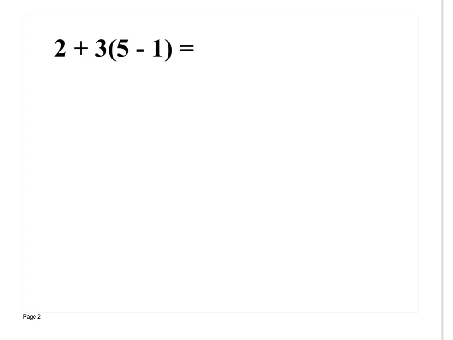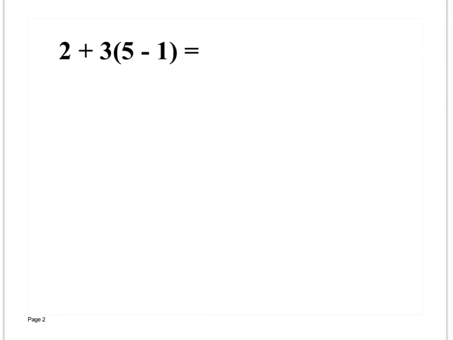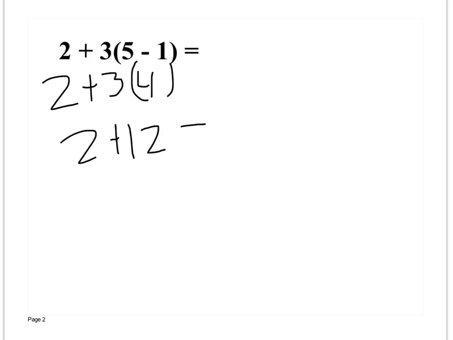Show our work. 2 plus 3, parentheses 5 minus 1. Someone raise your hand. Tell me, what do I do first? I do parentheses first. Grouping symbols. 5 minus 1 is 4. What do I do next? Raise your hand. Jesse. 3 times 4, which is 12. 2 plus 12 is 14. There's our answer.